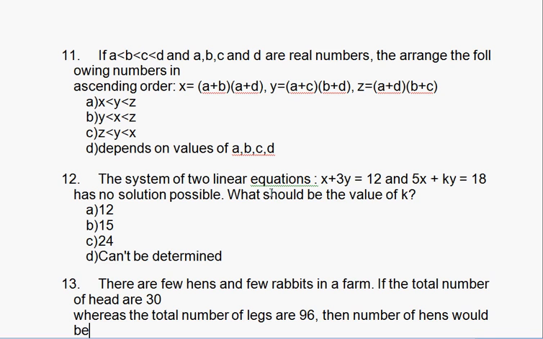Hi friends, this is our session 2 on our solution on algebra assignment, which had 18 questions. So now we'll do questions 11 to 18, right?